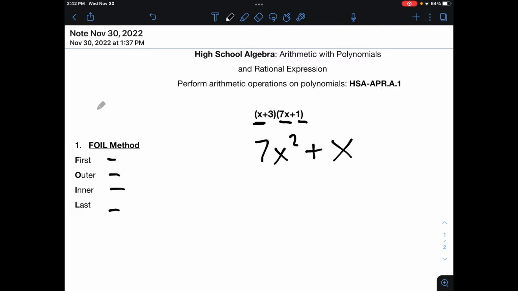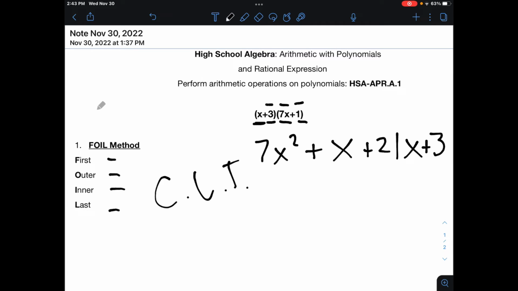Next step is inner. And we have the 3 and the 7x in those locations. So 3 times 7x gives us 21x. And lastly, of course, drum roll, we have the last terms. For the last terms, we have the 3 and we have the 1. And when we combine those two, 3 times 1, we get plus 3. So now all we do is combine like terms.